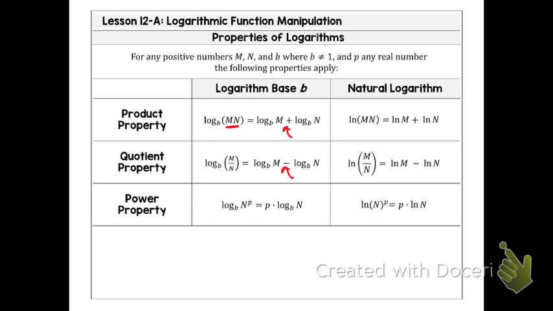And then you have the power property. The power property just says if you have log base b of n raised to the p, that is equivalent to p times log base b of n. So this power here just kind of bungees over in front of it, or if it's in front, it can bungee back to the exponent. So it can go between being the coefficient and the exponent. Same thing if we have the natural logs.